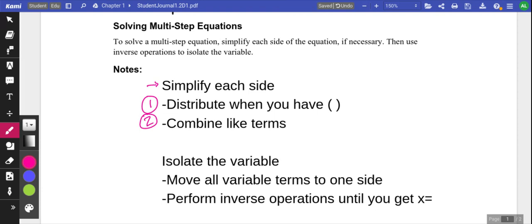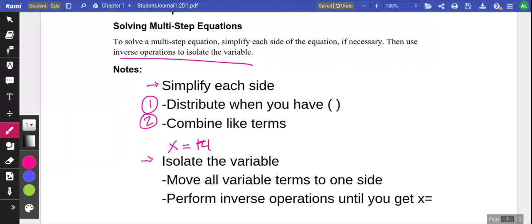So that's why we spent the first part of this week working on distributive property and combining like terms, because that makes it a little bit easier when you have to simplify some of these equations. Then it says we want to use inverse operations to isolate our variable. Okay, so isolate, get your variable on its own. You want to see just x or y or z or whatever on one side of the equation and just a number on the other.